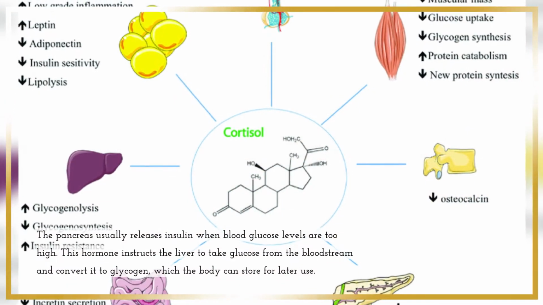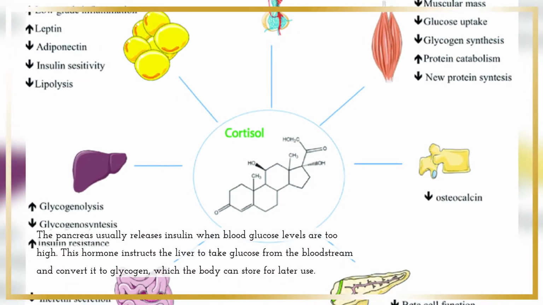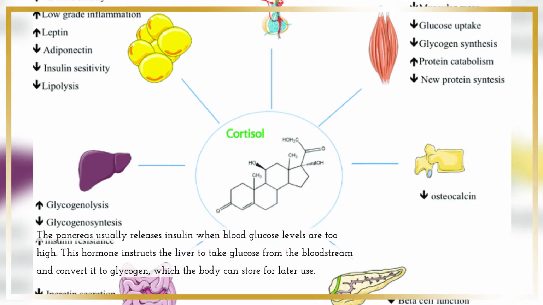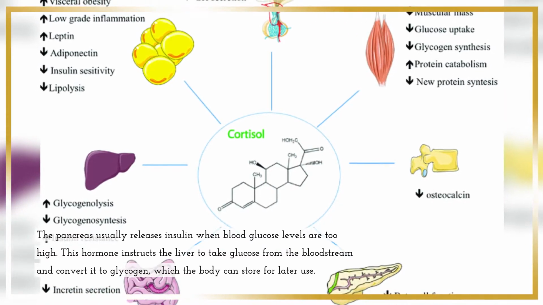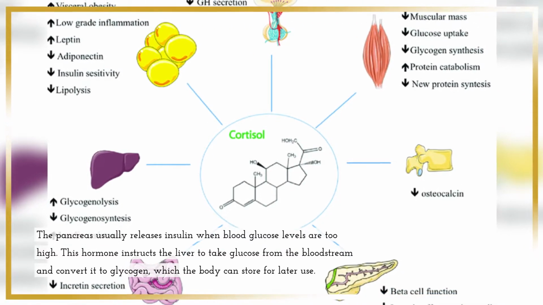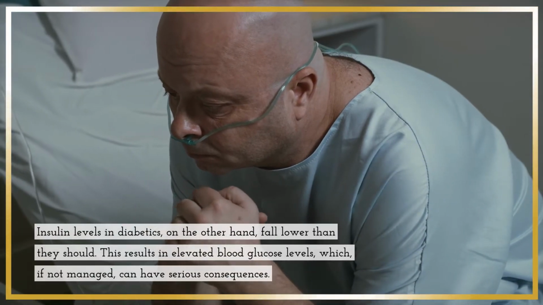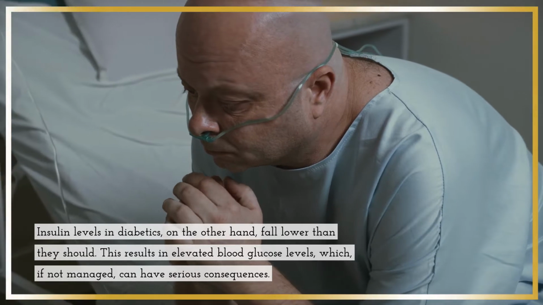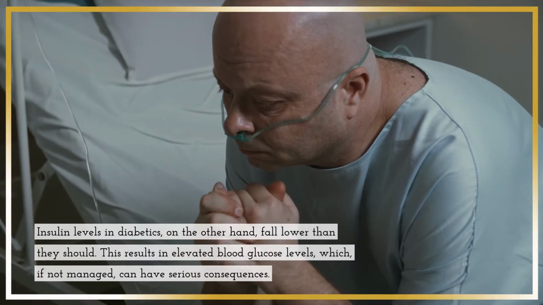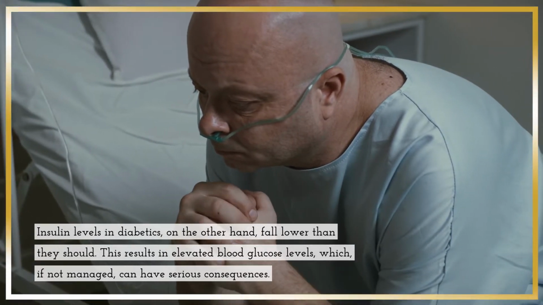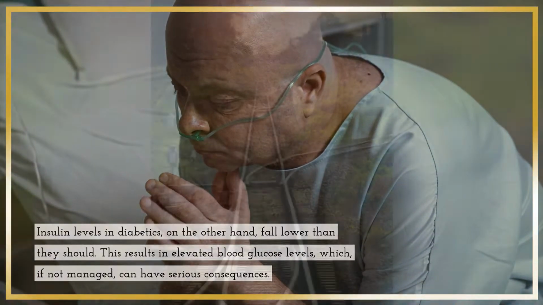The pancreas usually releases insulin when blood glucose levels are too high. This hormone instructs the liver to take glucose from the bloodstream and convert it to glycogen, which the body can store for later use. Insulin levels in diabetics, on the other hand, fall lower than they should. This results in elevated blood glucose levels, which, if not managed, can have serious consequences.